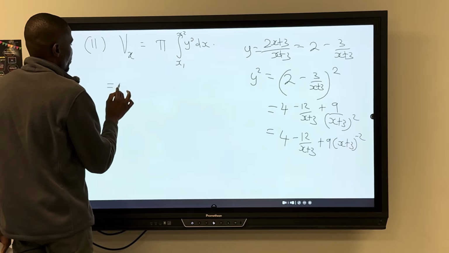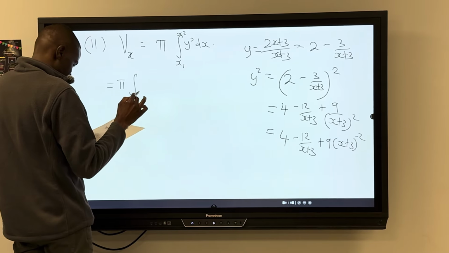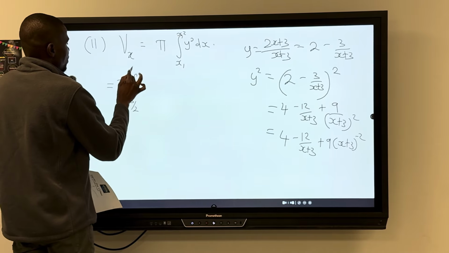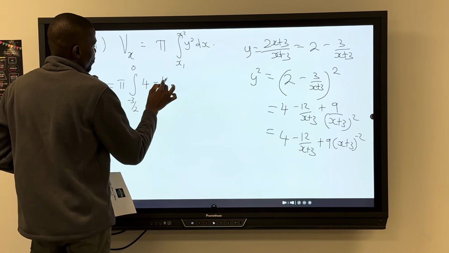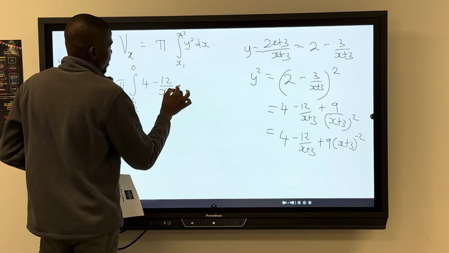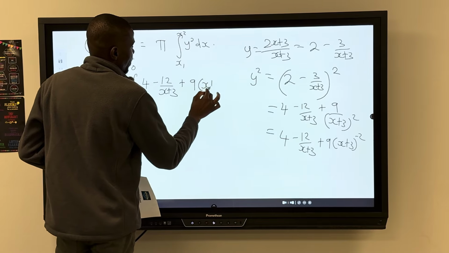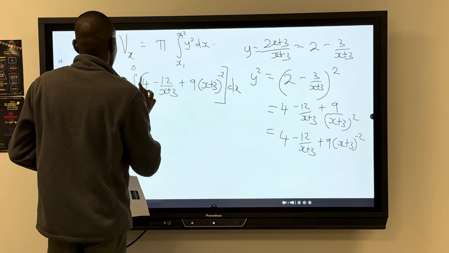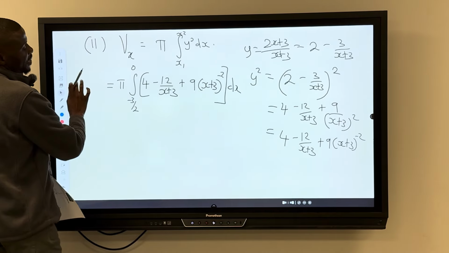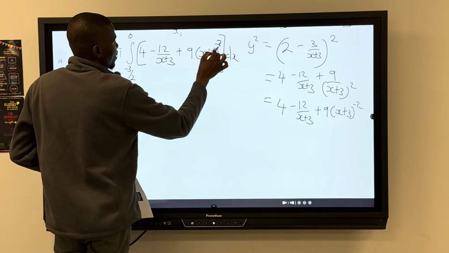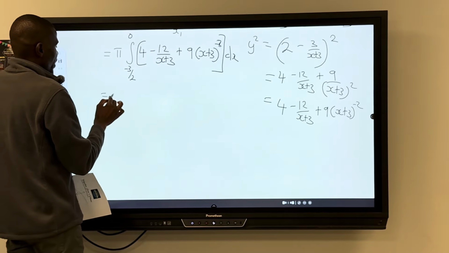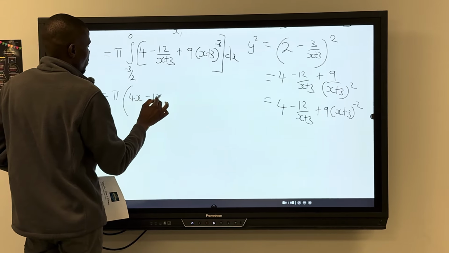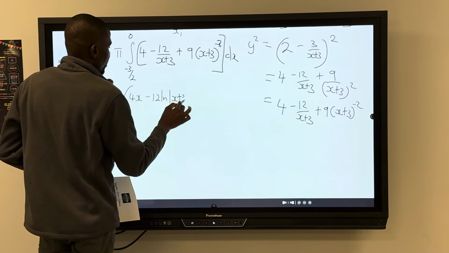So now it is going to be pi integral from negative 3 over 2 to 0 of 4 minus 12 over x plus 3 plus 9 (x plus 3) to the negative 2 with respect to x, right? Okay, so guys, when integrating, make sure to be careful there. All right, so here it's 4x minus 12 natural log of x plus 3, right?